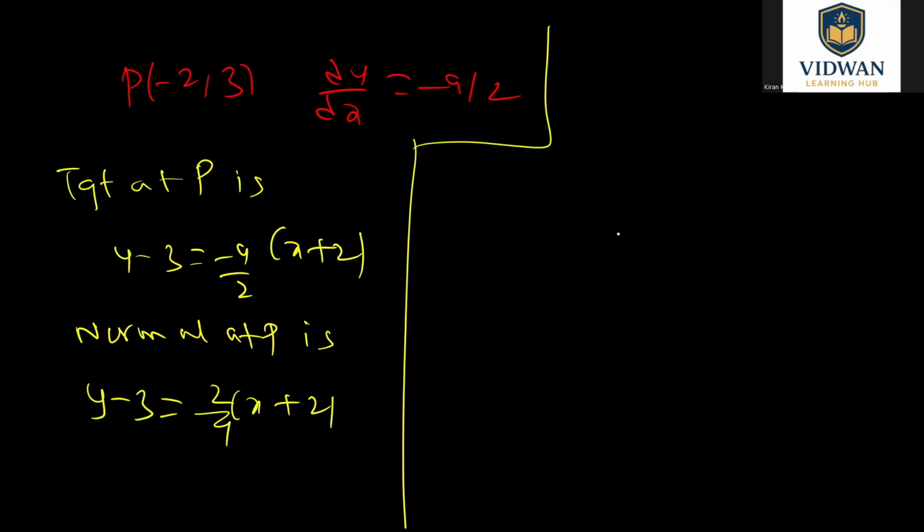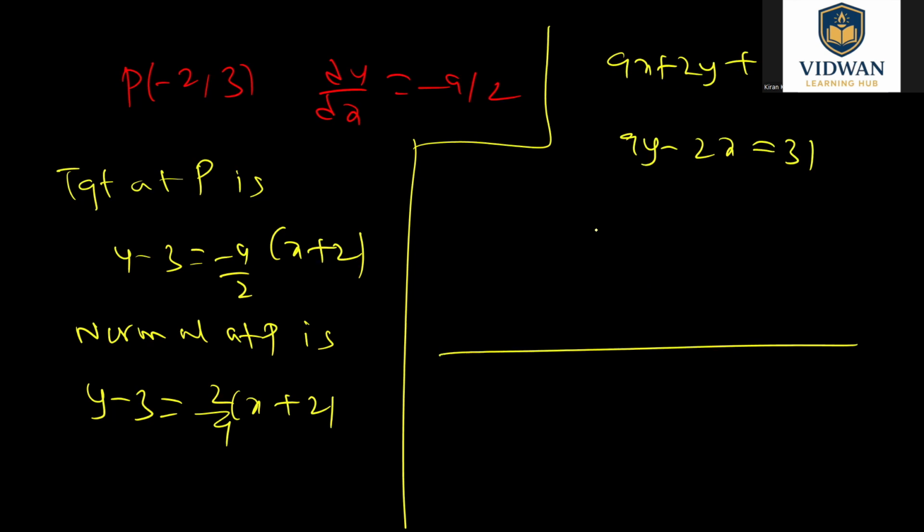So just simplify this and write down the equations. So what is the tangent equation when you simplify? I'll write that directly. 9x plus 12y plus 12 equal to 0 you'll be getting. This is for tangent. For normal, you'll be getting 9y minus 2x equal to 31. So once you know this, you just have to find out area formed by these two with x-axis. So just draw that.